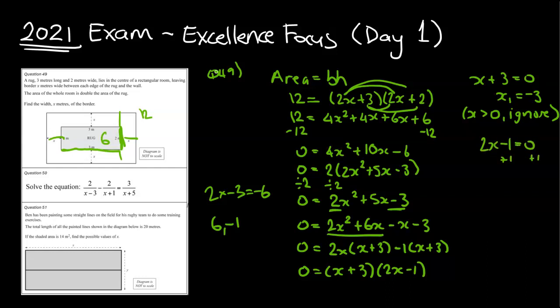Adding 1 to both sides. So 2x equals 1. Oh, good. That's a positive 1. So that's perfect. Dividing by 2, x is equal to 1/2. So my answer, x is equal to 1/2. And that will make sure the whole room is double that rug.